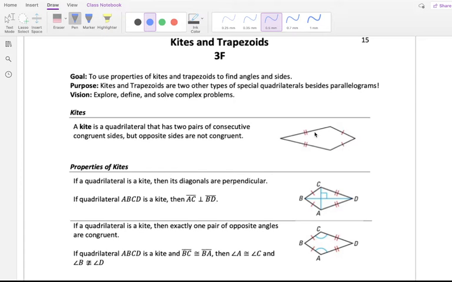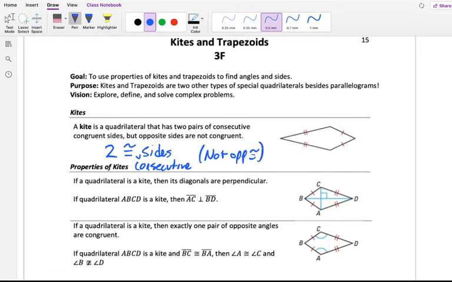So like this side cannot be congruent to this side, but the two next to each other can be, or are by definition, I guess. So we have two congruent sides that are consecutive. So I guess I should have said consecutive there. Consecutive. And definitely not opposite congruent. Okay, because if they were opposite congruent, that would be a parallelogram.